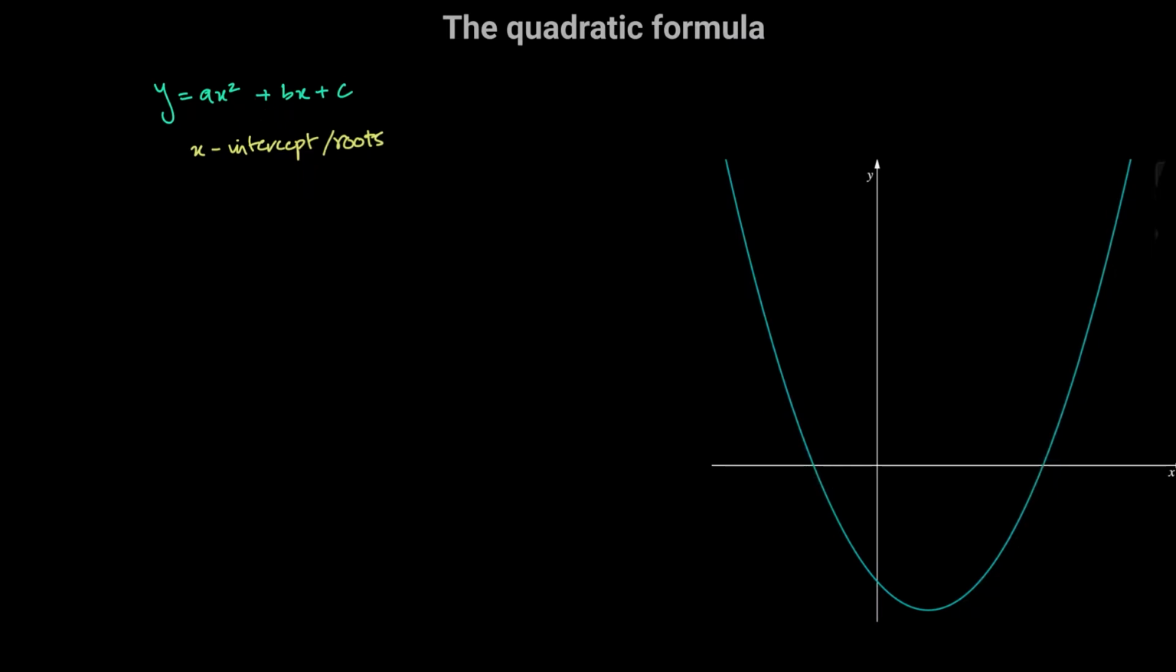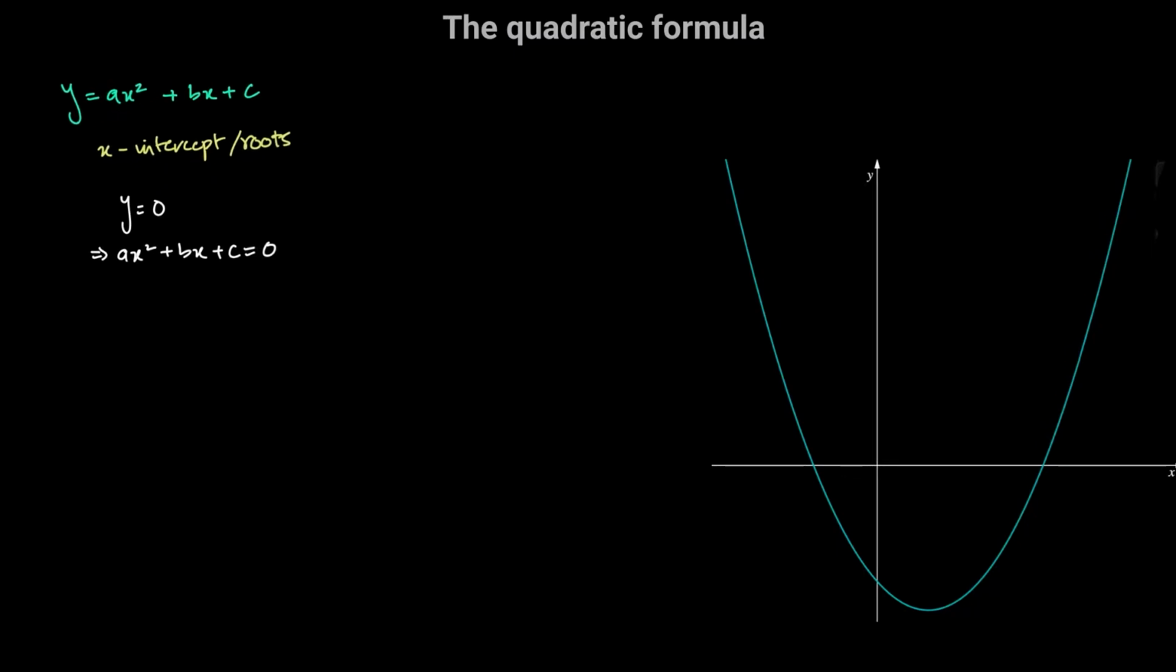So what that means is that we know that at the x-intercepts, y is equal to 0. In other words, that means that we have ax squared plus bx plus c is equal to 0. And I want to solve this equation and get an answer for x. I want to determine the values of the x-intercept in terms of a, b, and c.